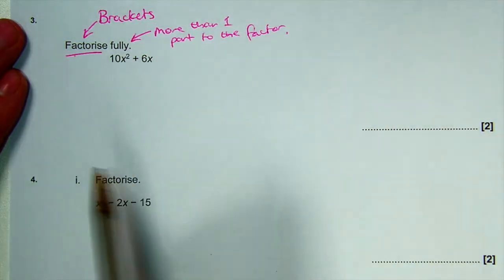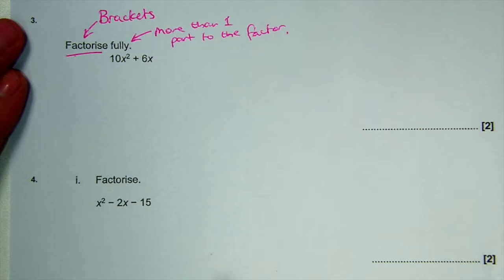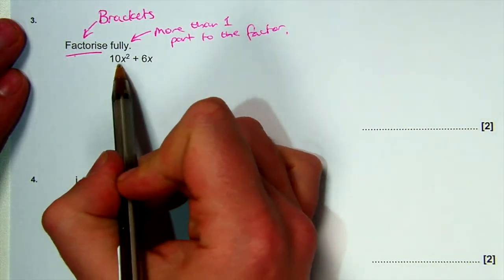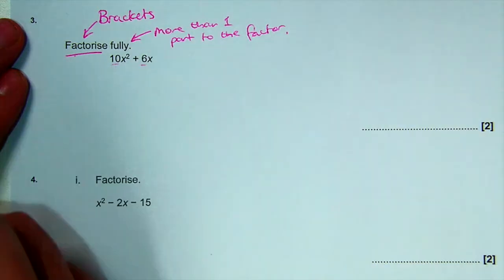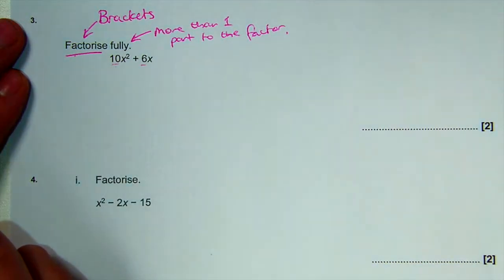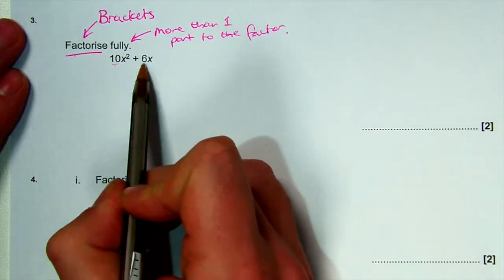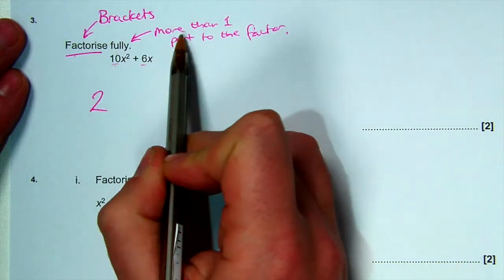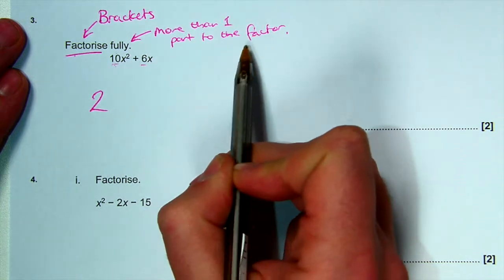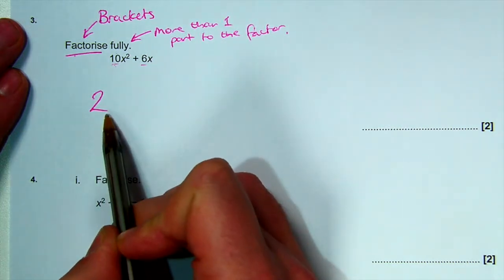With the fully part of the question, there will be more than one thing to take out. Let's take a look at 10x squared plus 6x. The numbers are 10 and 6. Looking for a factor of both of them, we'll take the highest number that goes into 10 and 6, which is 2. But again, that fully part tells us there's more than one part to the factor. So 2's not enough. If I just took a 2 out, I'd only get 1 mark instead of both.